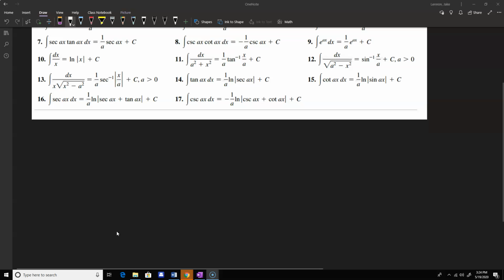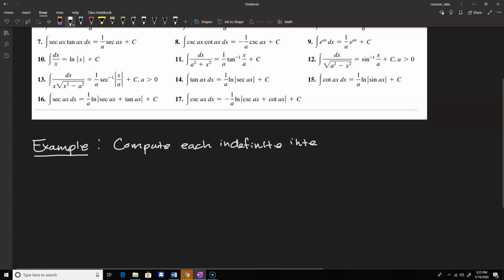So let's do our first example. I will do a handful here, and basically we just want to compute each indefinite integral. So let's go ahead and start.